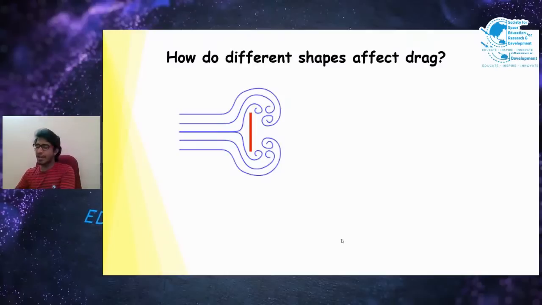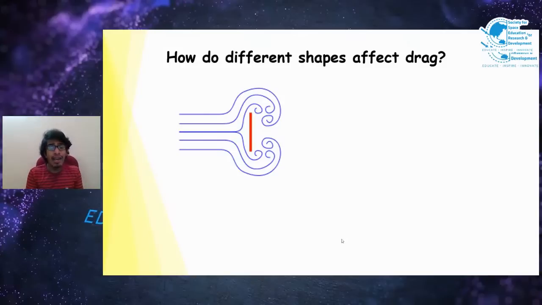Consider this particular pad. This piece of cardboard, when I try moving it with the flat face ahead, I feel that there is some air resistance that is preventing this pad from moving forward and backward. So that resistance is what we call drag.